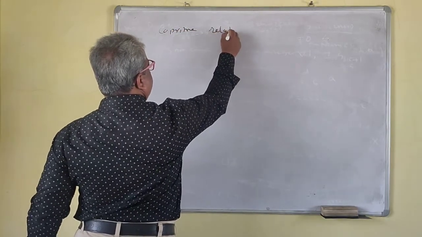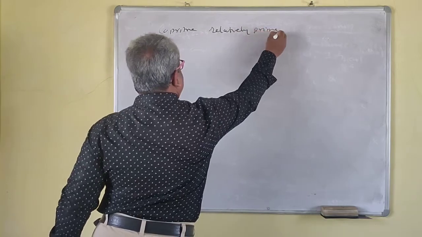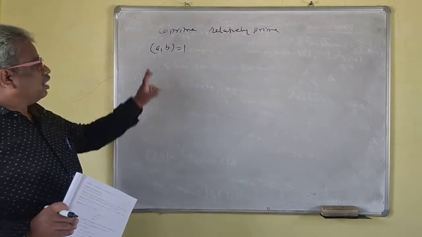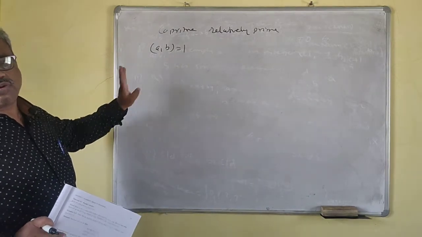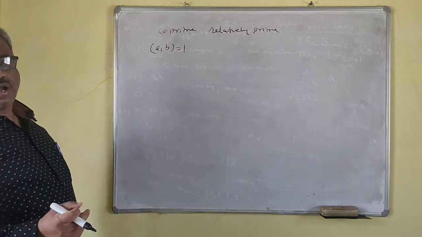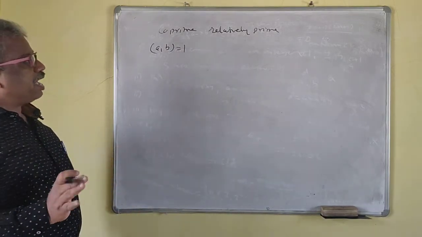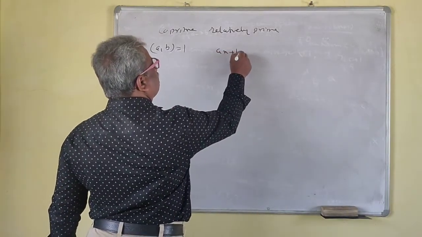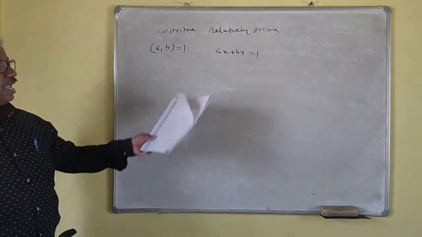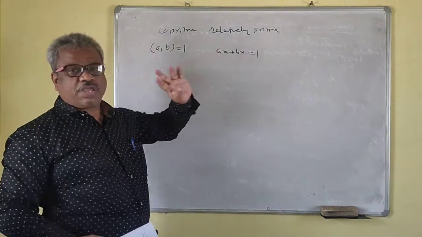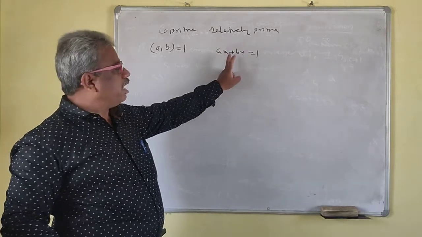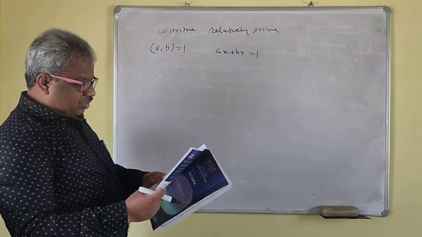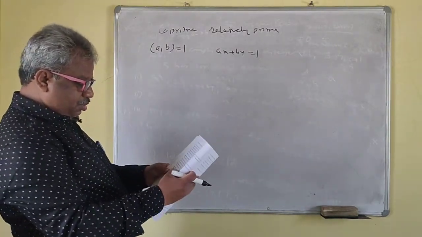means relatively prime. So a and b are relatively prime if their GCD is 1. That means they don't have a common factor. If they don't have a common factor, they are said to be co-prime or relatively prime. So a and b are relatively prime if GCD of a and b is 1, or there exist integers x and y such that ax plus by is equal to 1. That means the GCD is 1. Okay, so this is the definition of co-prime.